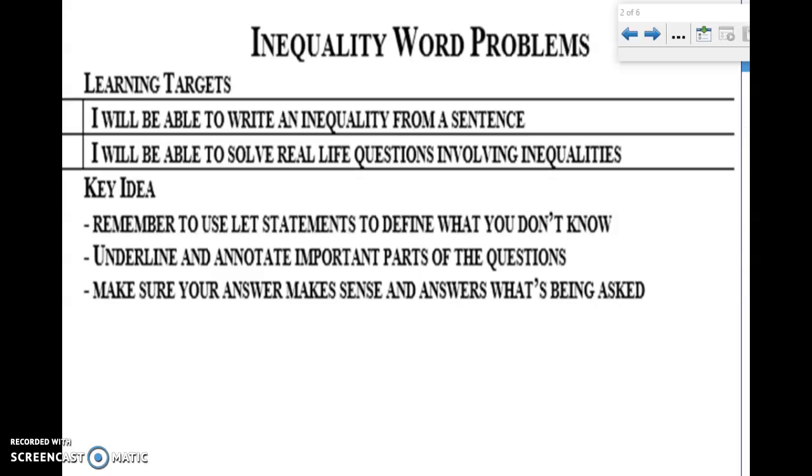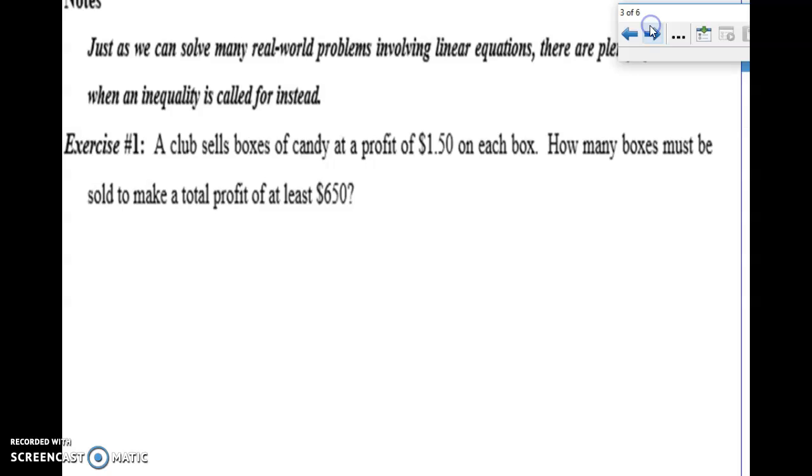So some key ideas to remember: make sure you use let statements to define what you don't know. I know they seem like a pain, but they are super important in order for us to get going. Underline, annotate important parts of the question, and make sure the answer makes sense. If you get an answer that doesn't make any sense to a real life question, you probably have done something incorrectly. Okay? So, first one is about a club.